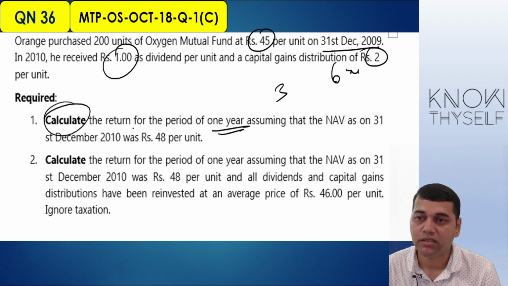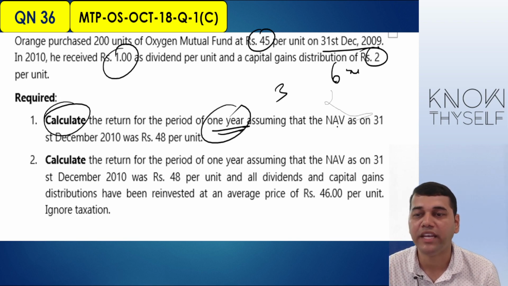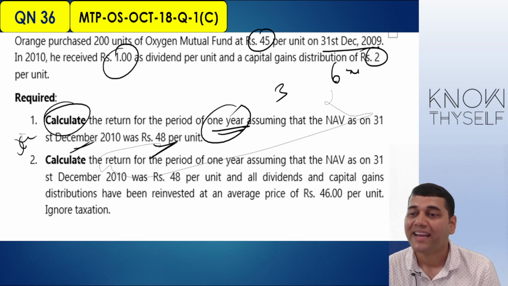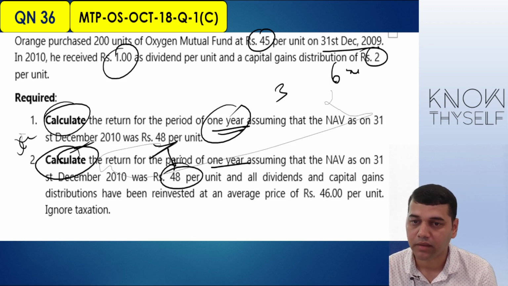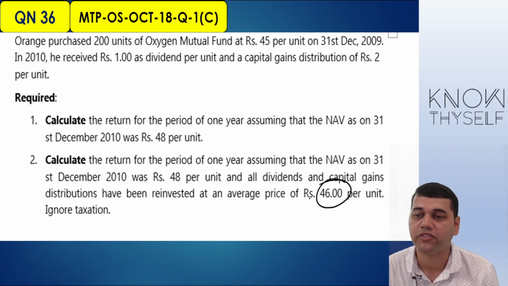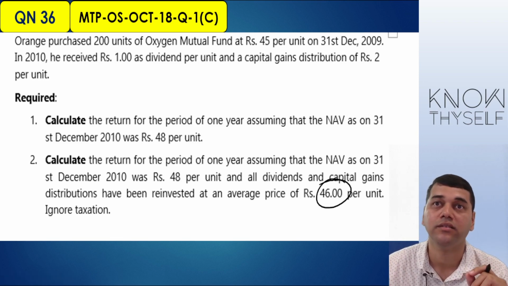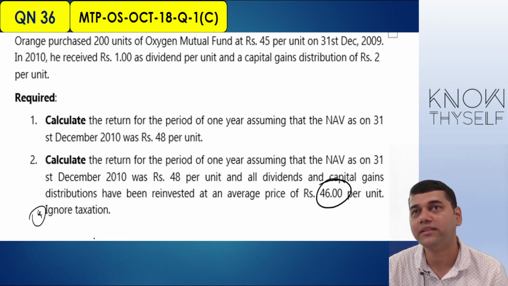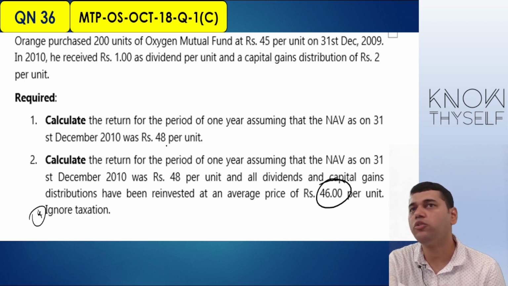So, straight away calculation only. Return for the period of 1 year, assuming NAV at the end of the year is 48. Calculate the return for the period of 1 year, assuming NAV on 31st December was 48, and all the dividends and capital gains were invested at an average price of 46 per unit, ignore taxation. In the exam they may say with taxation, then whatever returns you get, you have to pay tax on that.